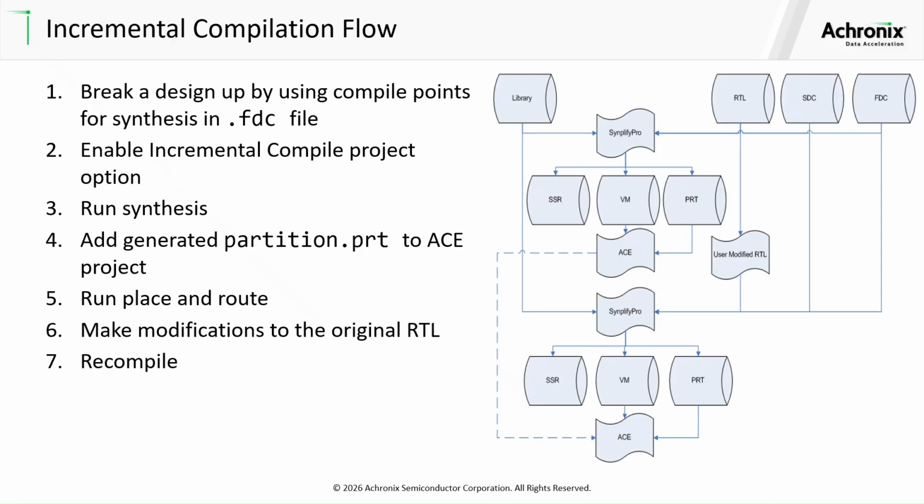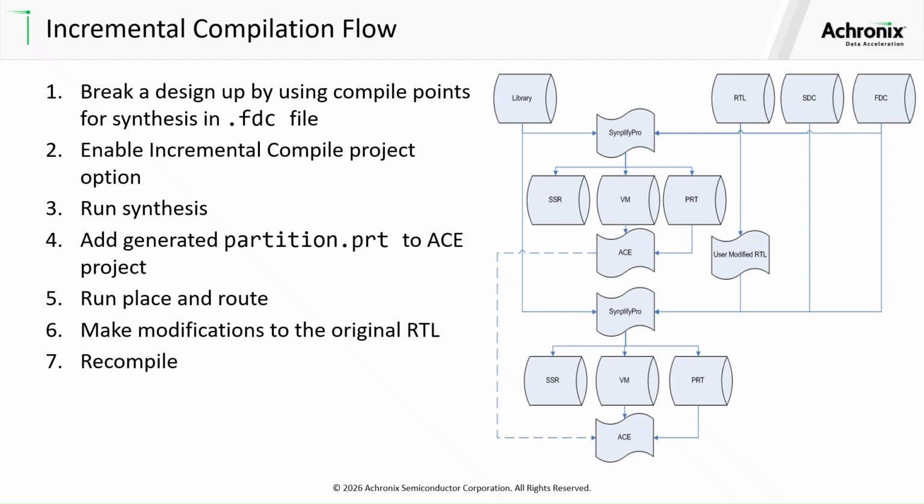The basic steps of using incremental compilation in ACE are specified here. First, break a design up by defining compile points in the .fdc FPGA design constraint file used by Simplify Pro. Next, enable the incremental compile option in ACE. Then run the design through synthesis. Simplify Pro synthesis will generate the project implementation partitions.prt file, which will list the partitions being created. Next, run place and route, which will compile the partitions independently.